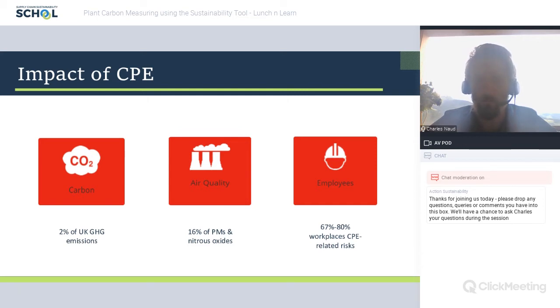Next is air quality. Through our plant and equipment, we're contributing to poor air quality. This is less of a global issue, as the greenhouse gases are, but it's a local issue whereby we're affecting our workforce and also the local community in terms of generating poor air quality close by to our construction sites. So 16% of PMs, which are particulate matters, and nitrous oxides are generated by construction plant and equipment.